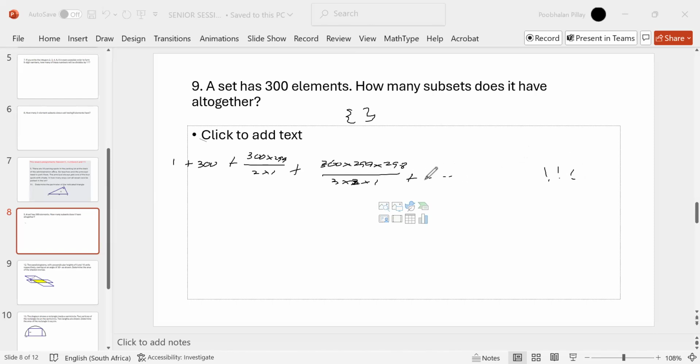You'll die of old age if you were to calculate all that. So it's impossible. You can't do it like this. So there must be some other clever way of doing it. And I'll give you the clever way. It's a little bit abstract, but not really that abstract, but it's a very ingenious way of counting how many subsets there are altogether.